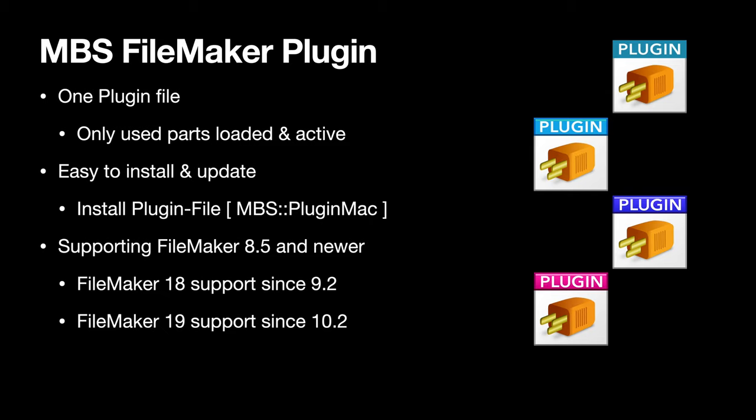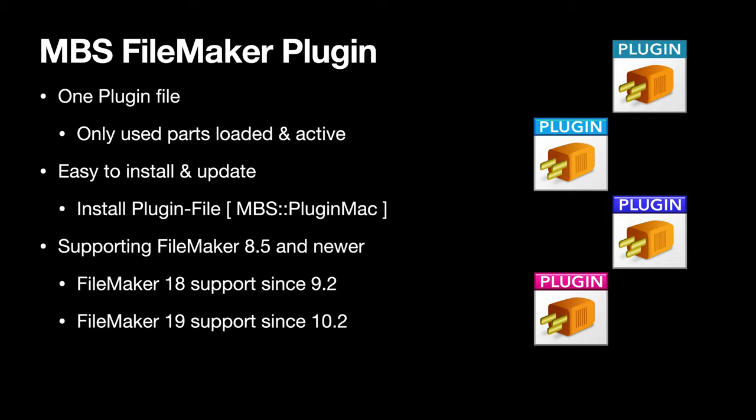The plugin is easy to install and update, and we highly recommend you check out the install plugin file script step in FileMaker. And we have a nice database in the examples called install plugin update if needed, which checks if the current plugin is older than the one in the database and then automatically invokes this install plugin file script step to install the newer plugin. This is very handy if you have 100 computers with FileMaker Pro and you want to keep them all up to date.